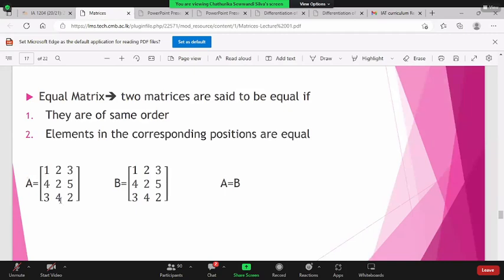If this is 3 by 3, this should be 3 by 3. If this is 4 by 4, this should be 4 by 4. And also this can be 2 by 3. They do not need to be square matrices.